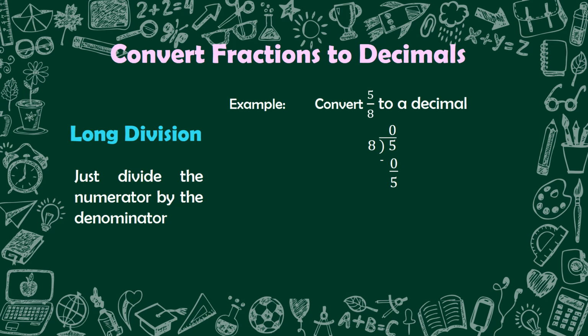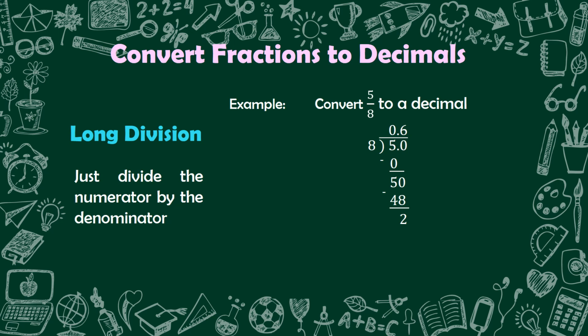And since we need to continue dividing, we will add an imaginary 0. And when we add imaginary 0, let us not forget putting a decimal point. So let's put it also on our final answer. Let's continue. 50 divided by 8. So how many 8 are there in 50? That's right, we have 6. 6 multiplied by 8 is equal to 48. Let us subtract. 50 minus 48 is equal to 2.